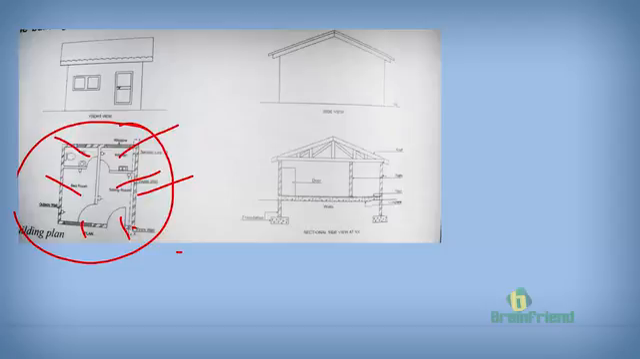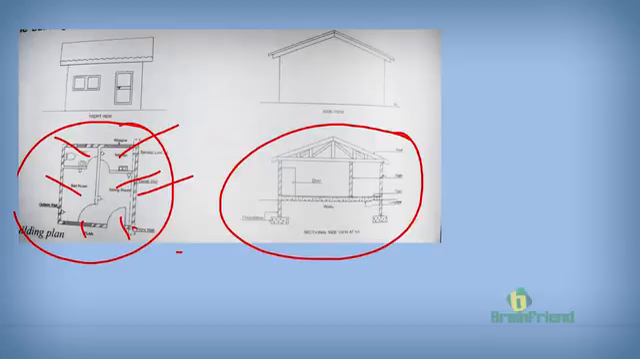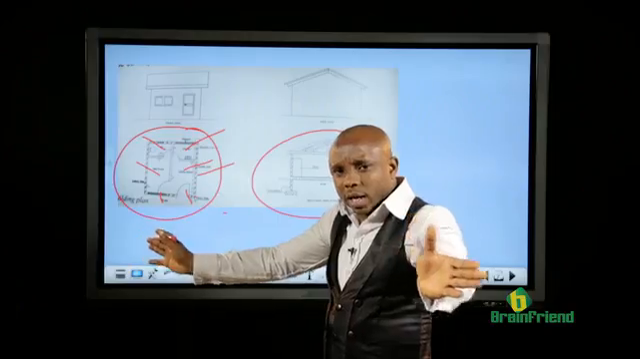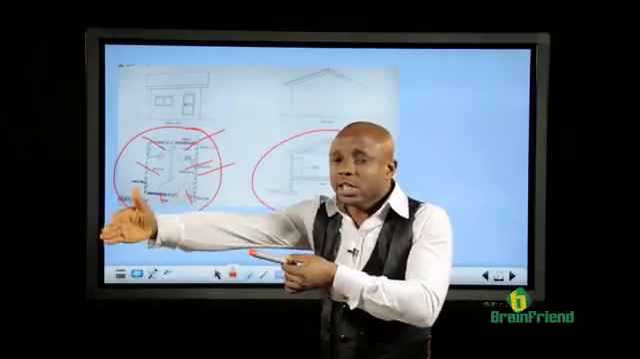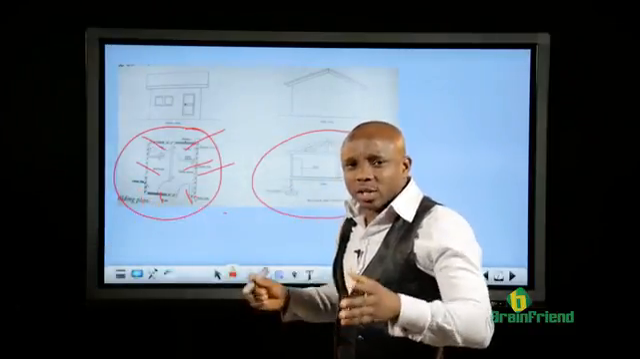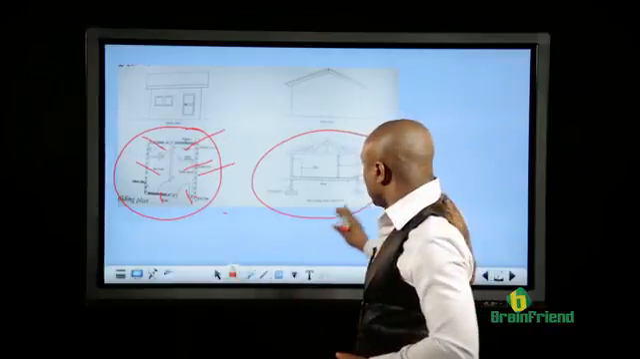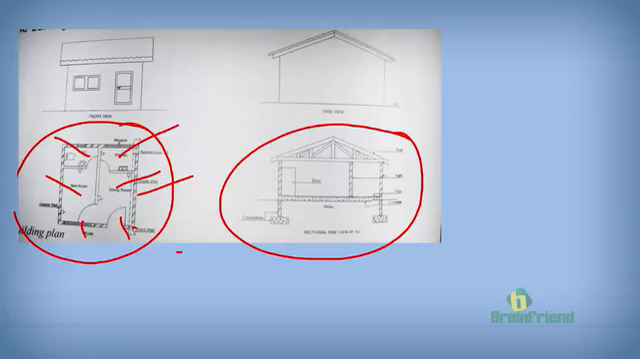And then we move on to the section. In a blueprint, we can also find the section. The section of a building is when you cut through a building. Now, this is a building, and then you cut through this building. What you see on this other side is what is known as the section. So that's a typical example of a section.